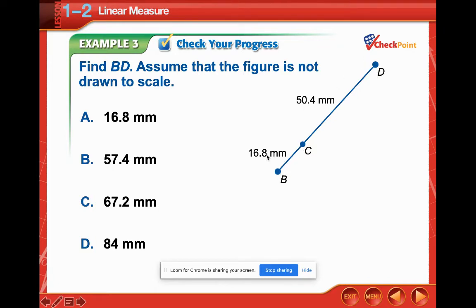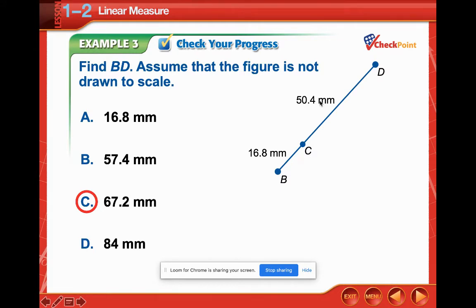Add them together, man. 16.8 plus 50.4. If you have a calculator, now's a great time to use it. All right, hopefully you got 57.4 or 67.2. I'm sorry. Ooh, my math. I'm a math teacher. How did I get that incorrect? All right, 16.8 plus 50.4. All right, hopefully you got that correct.